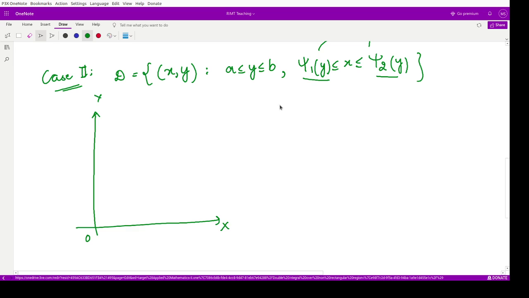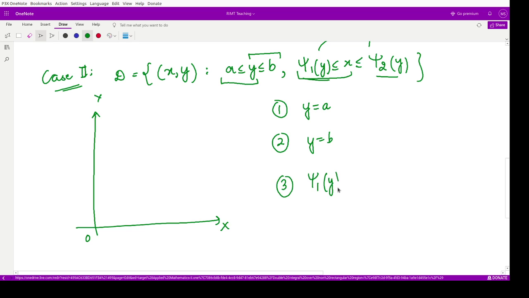So here also we'll draw 4 lines. The first line would be according to this, so it would be y is equal to a. The second line would be according to this, so we have y is equal to b. Third line would be according to this, so we have psi 1 y is equal to x, and fourth line would be psi 2 y is equal to x.